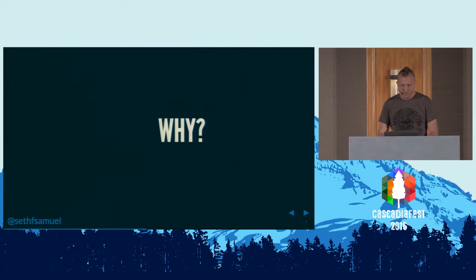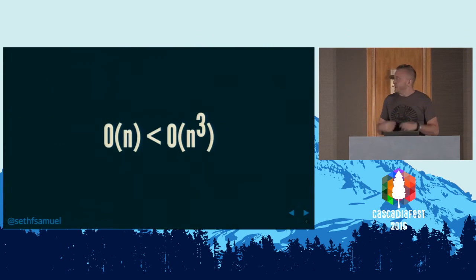All right, so why? Well, like we talked about, the GPU does things in parallel, and it turns out that O(n cubed) is bigger than O(n). Big O notation gets kind of a bad rap because it gets asked in job interviews at inappropriate times, but sometimes it actually matters. This is one of those times where it actually matters.